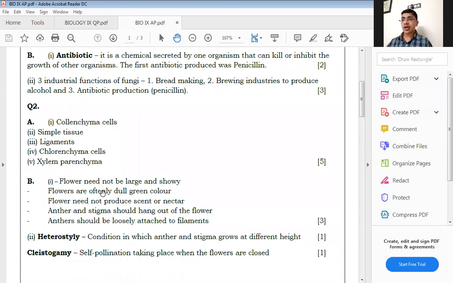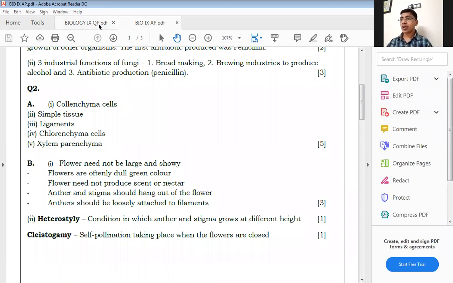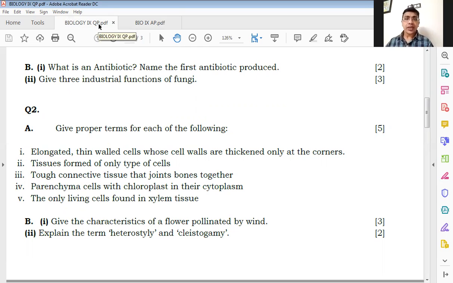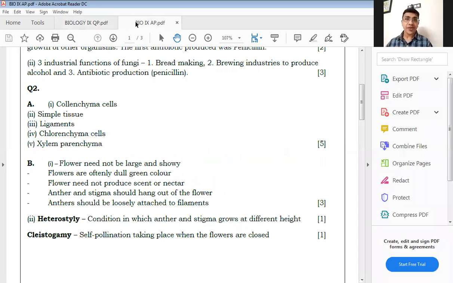Okay, let's try to understand now the fourth question here. The fourth question is parenchyma cells with chloroplast in their cytoplasm. Now these are some specialized type of parenchyma and they are seen only in the leaves of the plant, and the correct answer is chlorenchyma. Right? You can write chlorenchyma cells or chlorenchyma, it means one and the same.